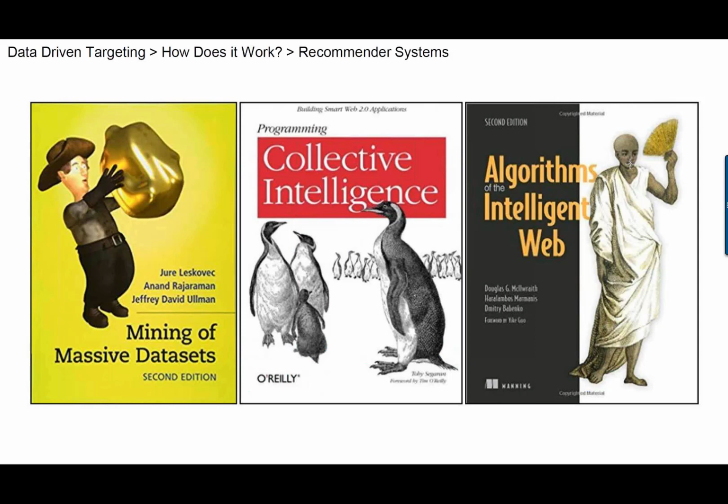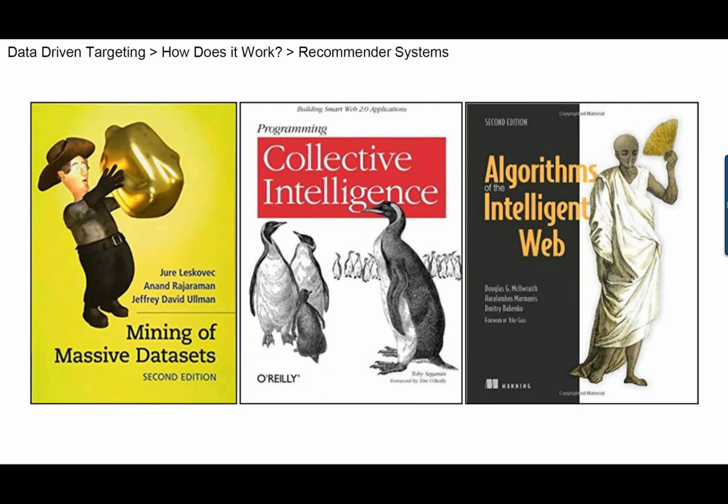So that's really a 1,000-foot view of recommender systems. Here are 3 books that I would recommend. Mining of Massive Data Sets, which is freely downloadable at mmds.org. Also, you could buy the book. It's an excellent book. The 3 authors are Stanford professors who have a Coursera course by the same title, which is freely available. Programming Collective Intelligence and Algorithms of the Intelligent Web.